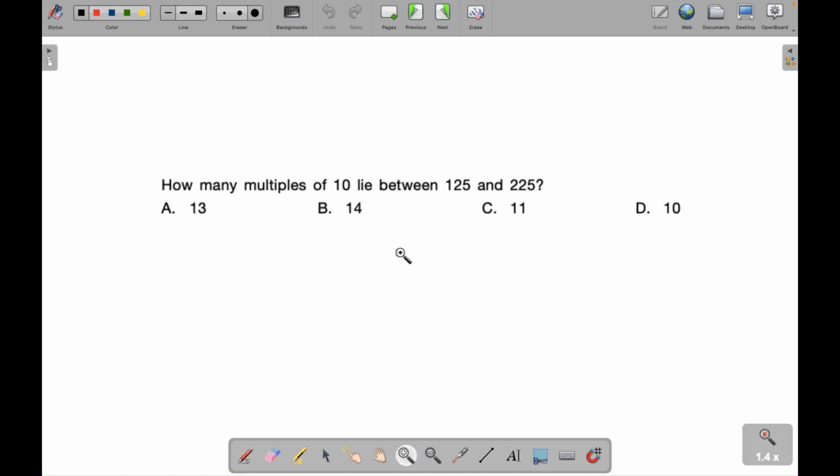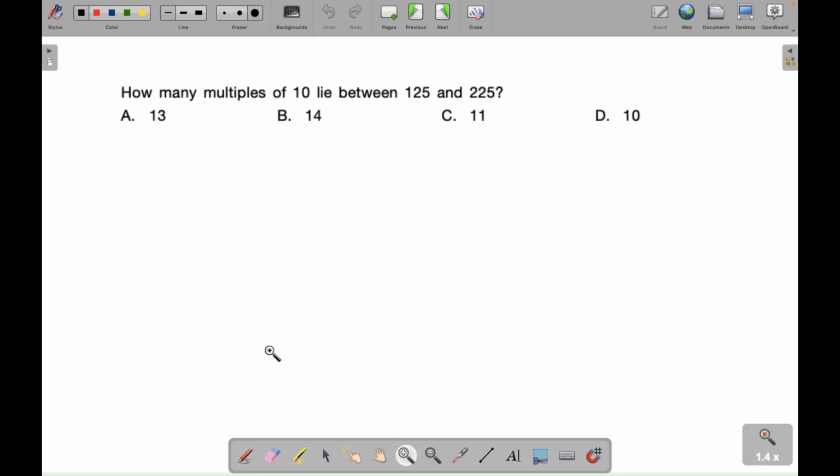How many multiples of 10 lie between 125 and 225? So we'll just write the multiples of 10. What are the multiples of 10? They are 10, 20, 30, 40, 50, 60, 70, 80, 90, 100, 110 and 120, right? So these are all less than 125. So we have to find the multiples of 10 that lie between 125 and 225.